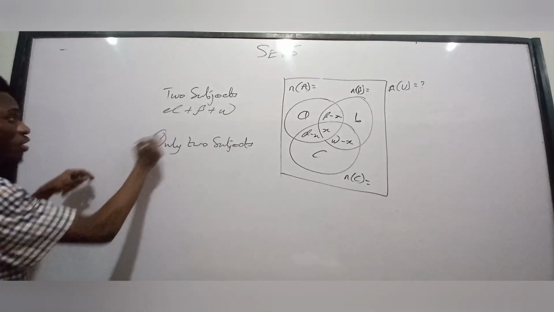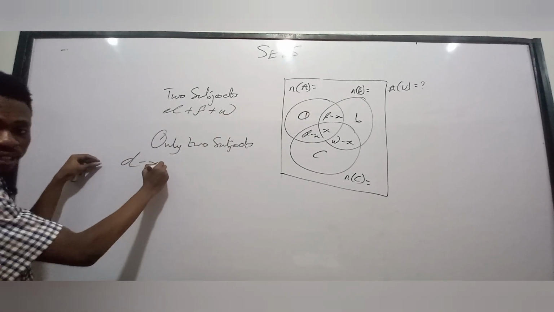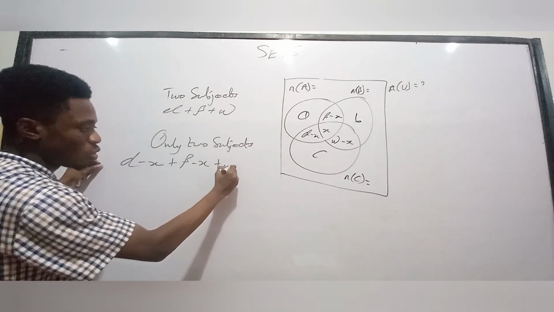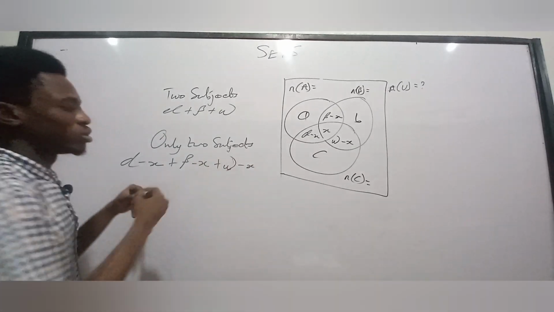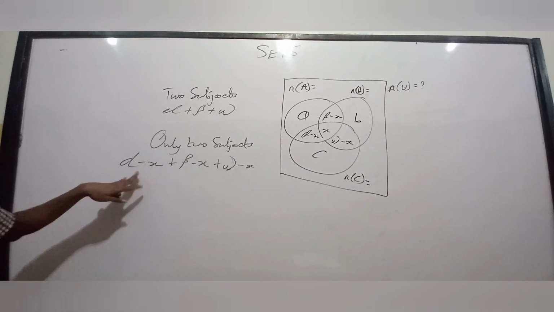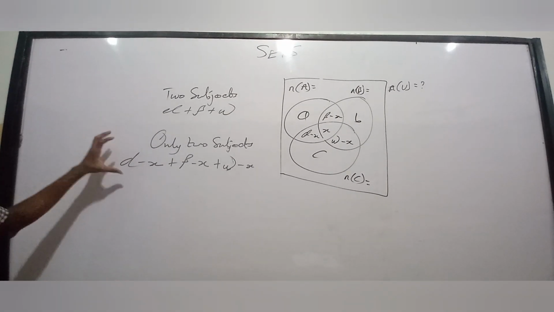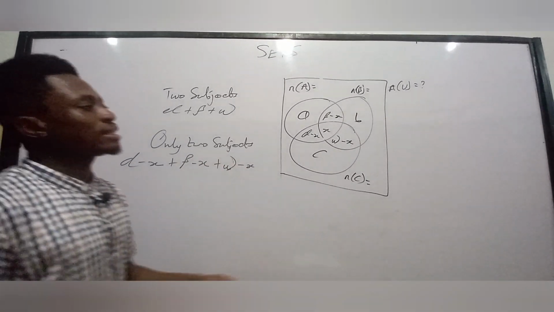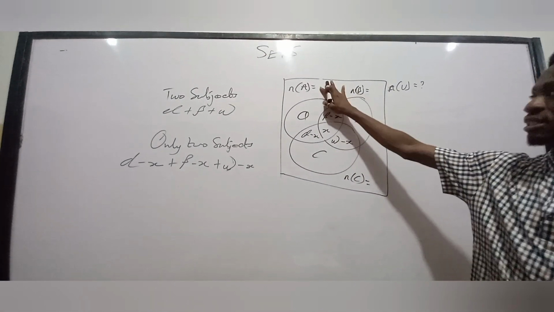So we assume that the 3 subjects can be found in the 2 subjects. So you subtract that one from each and every one of them. So here becomes alpha minus x plus the beta minus x plus the what? Omega minus x. It looks like w, but it's not w. So omega minus x. So this is only 2 subjects. That's one thing you should know. So you should know 2 subjects. You should know only 2 subjects.